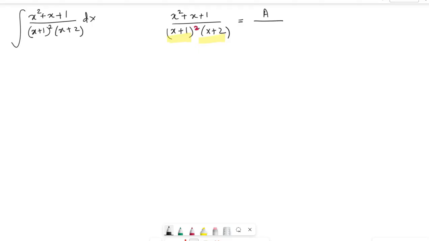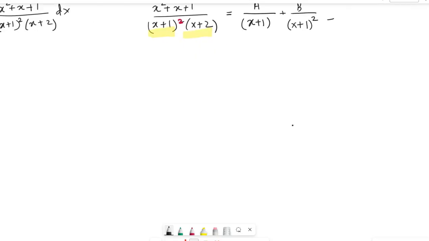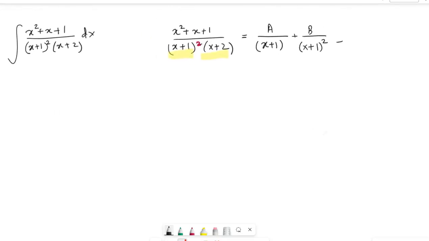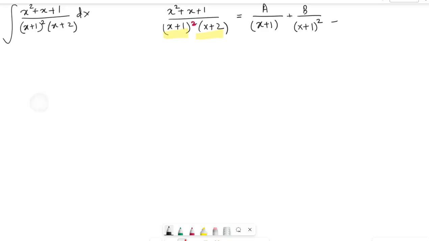The first will be because of x plus 1, but x plus 1 power 1. But because x plus 1 is repeating twice, we're going to write another fraction, but now the power will be 2. Plus there is another linear factor, which is x plus 2. For that, it will be x plus 2.